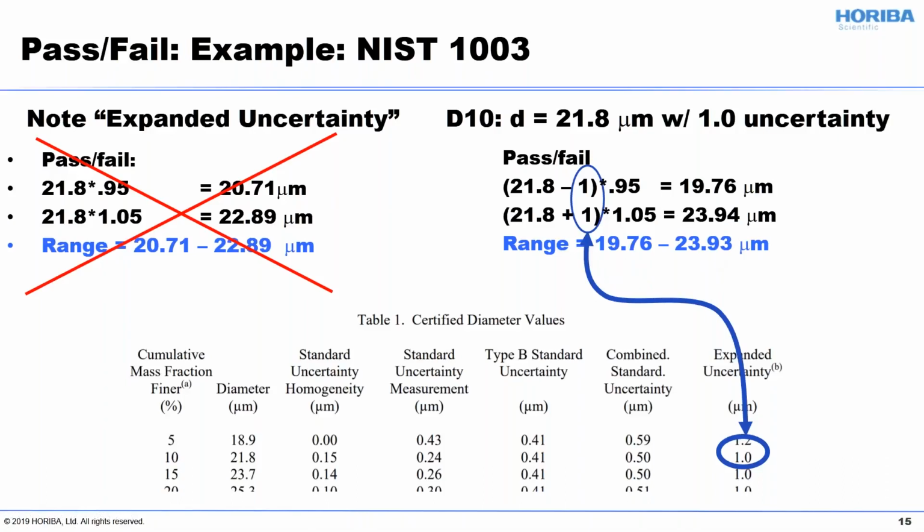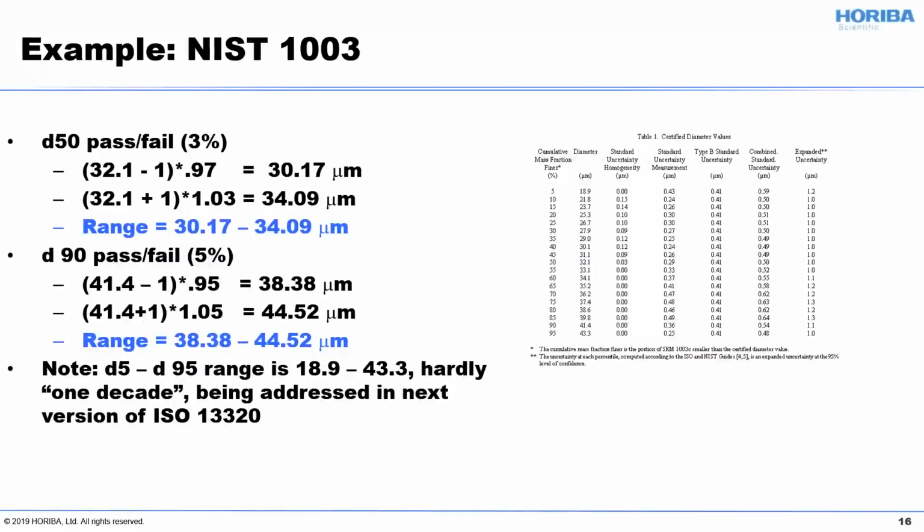The reason we want to account for the bottle is the instrument can't control what's happened with the bottle. So you can imagine a case where your bottle to bottle variation is quite large compared to the instrument variations, and you'll just keep getting trapped by bottle to bottle variations. So here's a worked example with the D50 and D90, giving ranges of, for D50 of 30.2 to 34 microns, and D90 range of 38.4 to 44.5 microns.